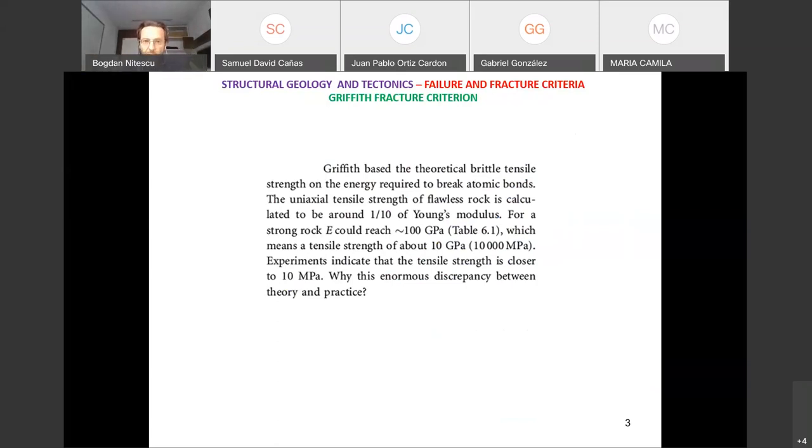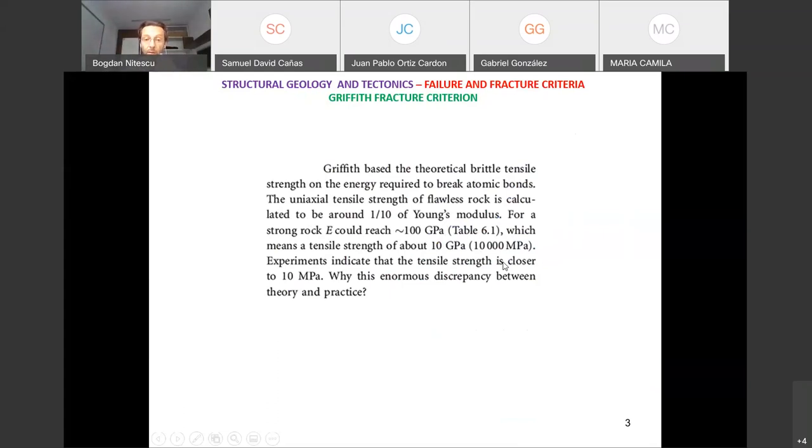So Griffith thought about these things. Theoretically, he thought, well, what is the strength of a material? The tensile strength, if you pull it apart, would be given by the energy required to break the atomic bonds. For a rock, if you consider a homogeneous rock that has no defects, it is about a tenth of the Young's modulus. So for a strong rock, a tenth would be 10 gigapascals, 10,000 megapascals.